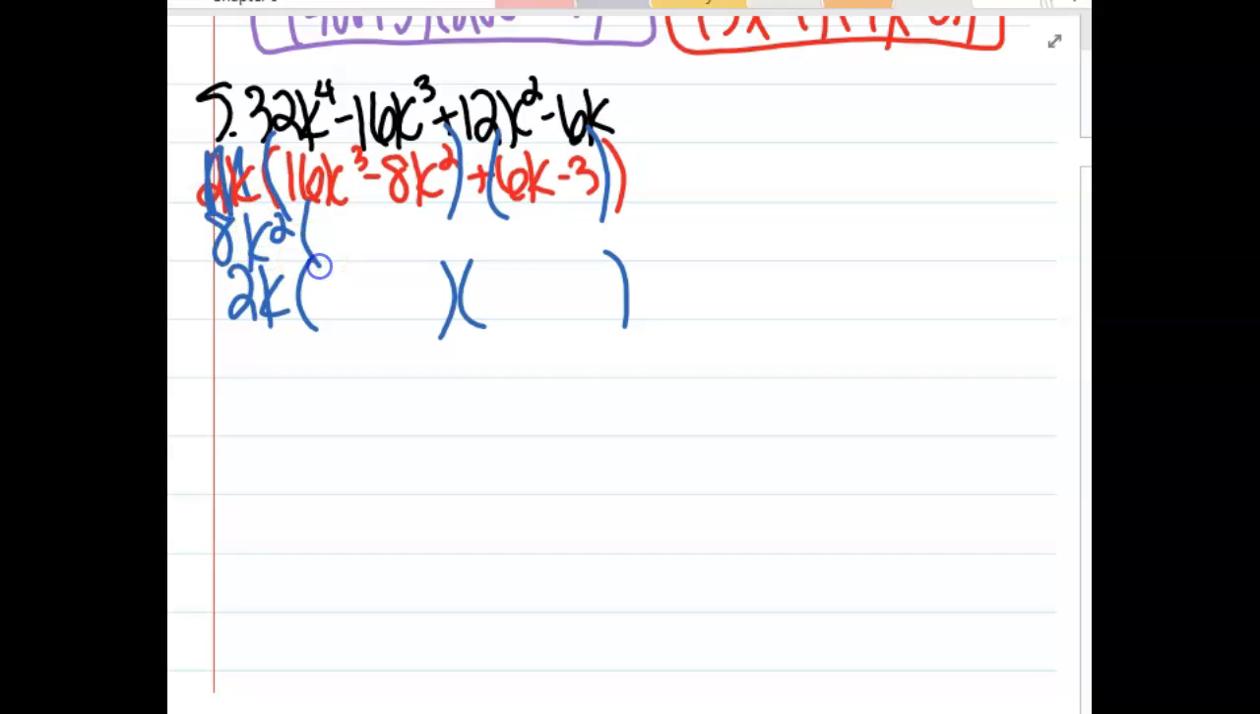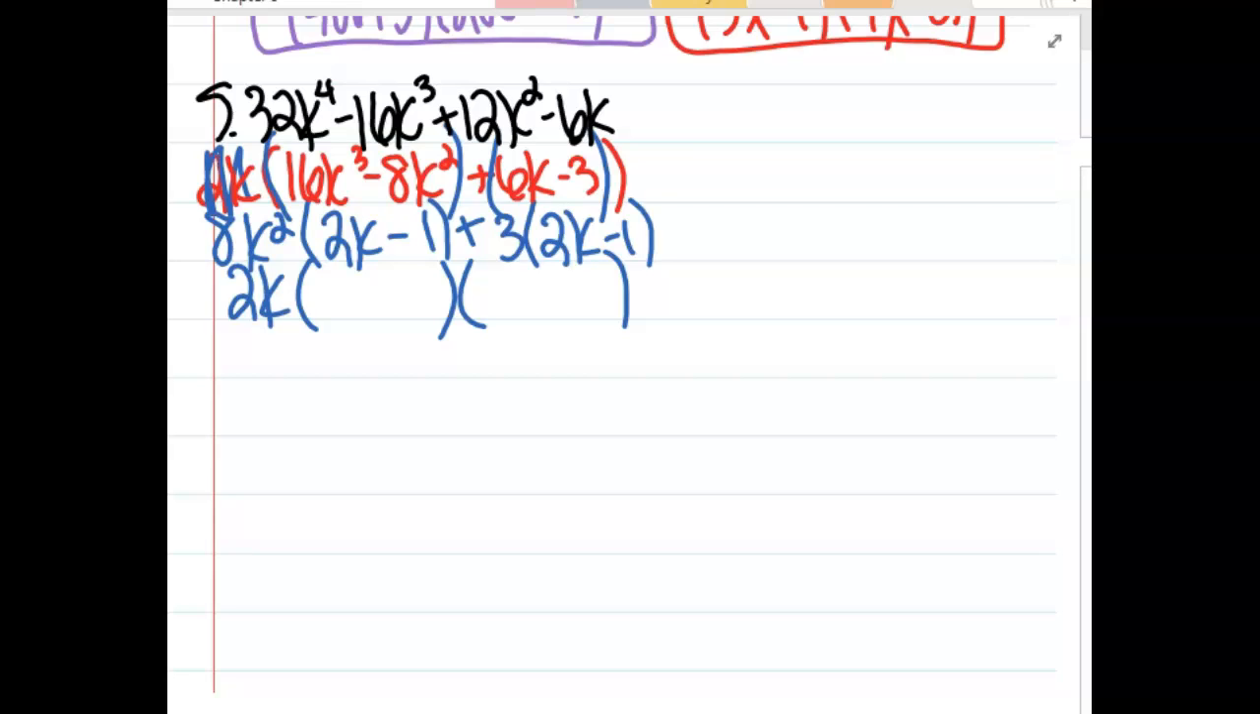8k squared. And when I factor out 8k squared, we should get 2k minus, and that needs to be there. It has to be 1. Guys, you have to put that 1 there, okay? So we're going to drop down a plus sign. 6k and 3, what do they have in common? A 3. And when I factor out a 3, we should get 2k. Once again, you have to have that minus 1.